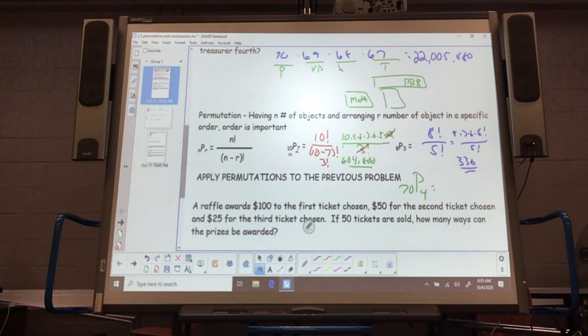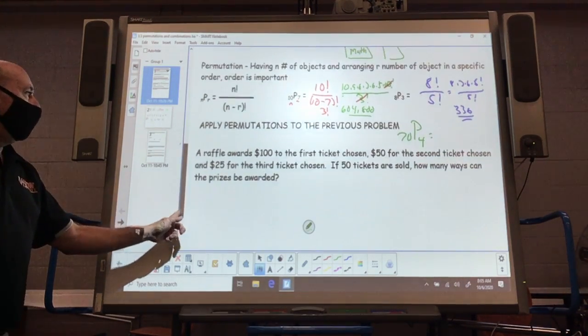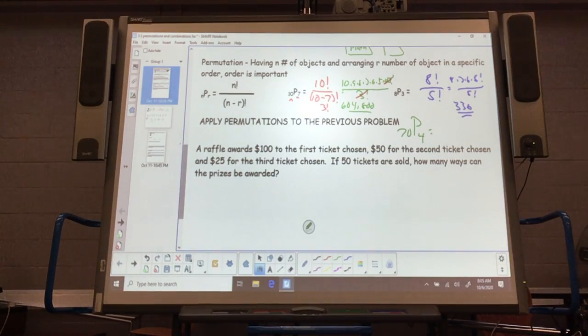And it does a lot of computations for you. A raffle awards 100 bucks, 100 duckies for the first ticket chosen. 50 duckies for the second ticket chosen. 25 for the third ticket chosen. If 50 tickets are sold, the first one drawn out gets 100. Second one drawn out gets 50. The third one gets drawn out 25. How many ways can the prizes be ordered?